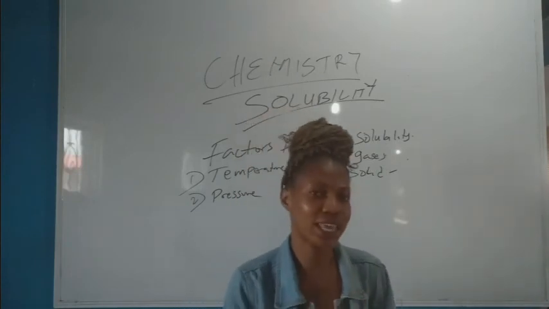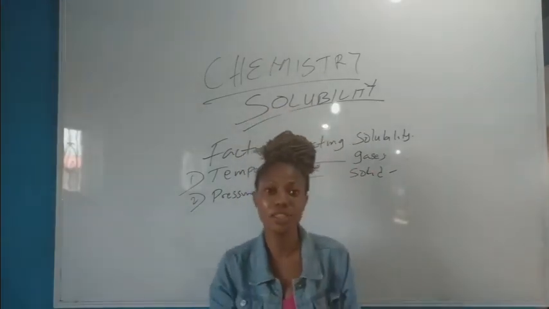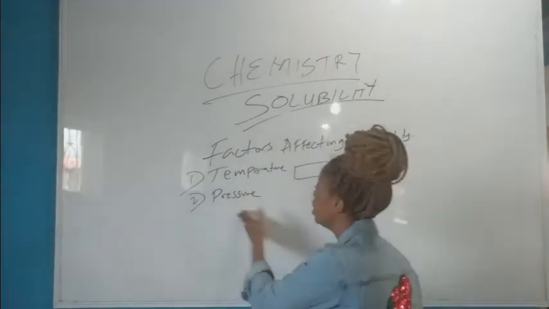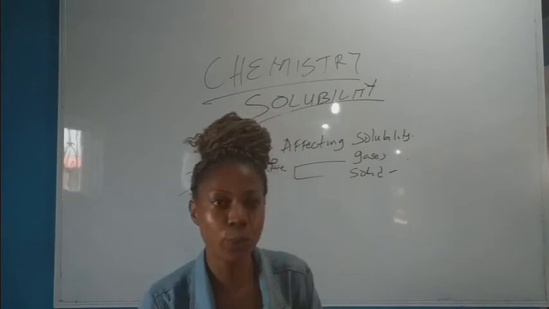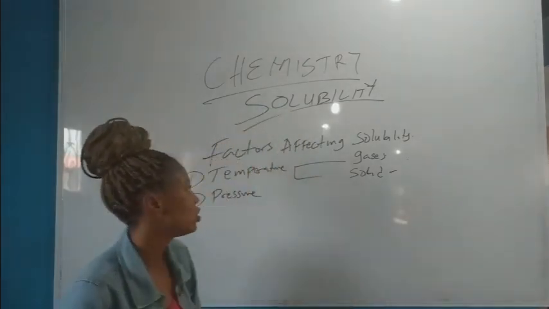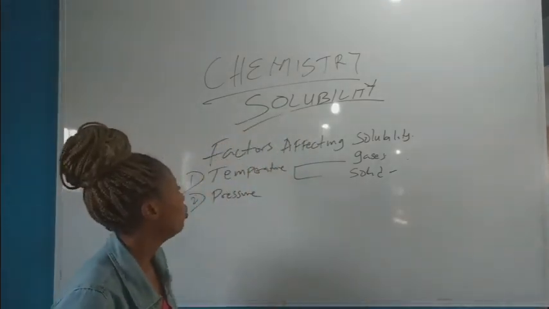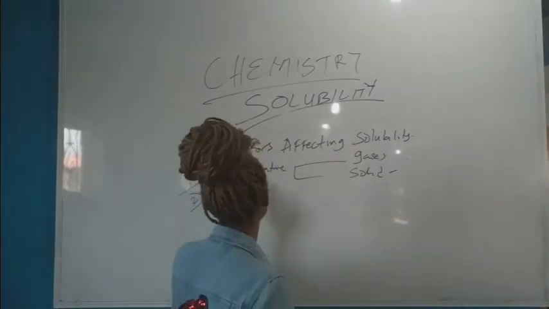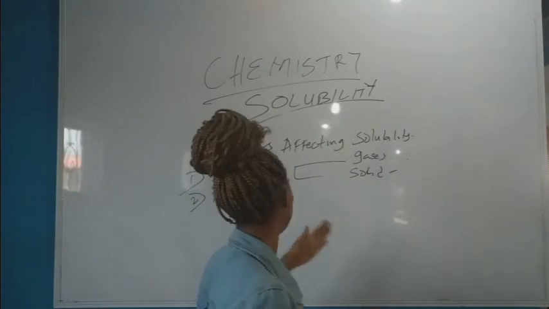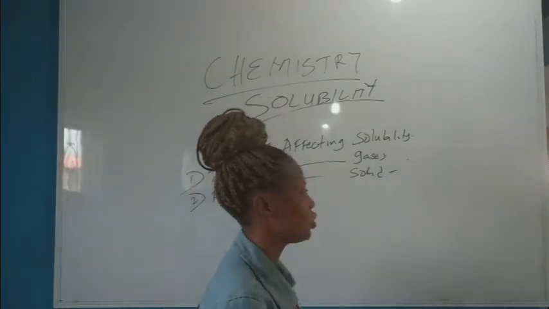Let me just use that English. It will mix very fast because there is an increase in pressure. So an increase in pressure also increases solubility. I think that is all we have to do about solubility. We've given the types of solutions, we've given the factors affecting solubility, and so that is all. And thank you.